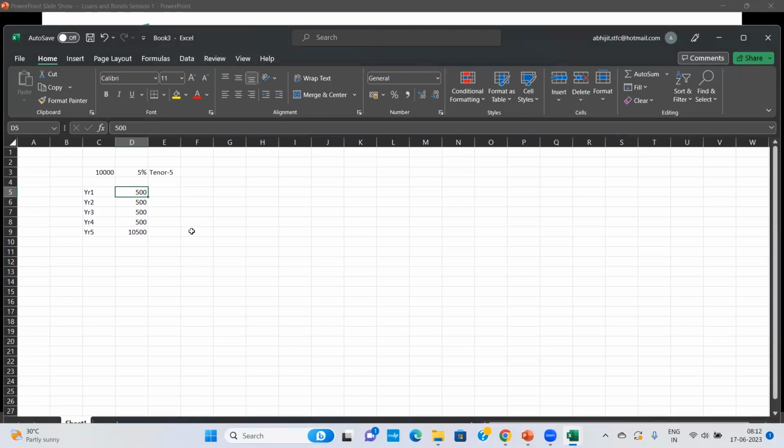So what happens? I have purchased a 10,000 rupees par value bond at a coupon rate of 5%, and the tenor is 5 years. Every year I am going to get 5% of 10,000, that is 500, 500, 500, 500. In the last year, I get 500 plus the principal amount. So this is going to be my cash flow for the next 5 years from this instrument. Now, do we actually get this amount? No, we do discounting, but that is a secondary concept. I'm going to discuss that part, right?